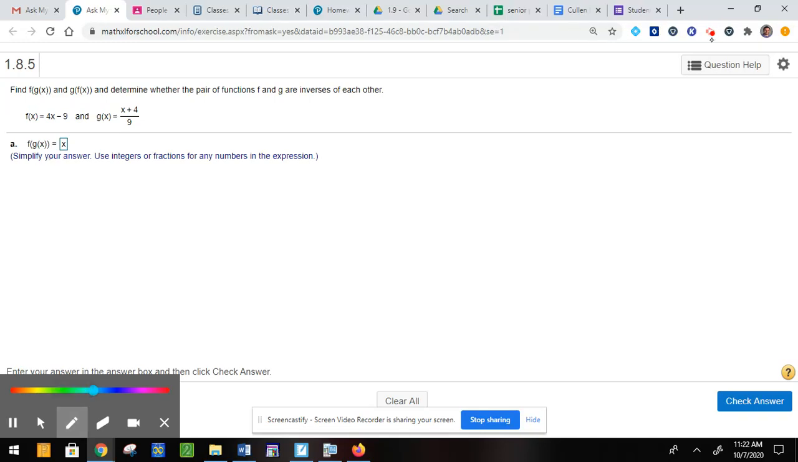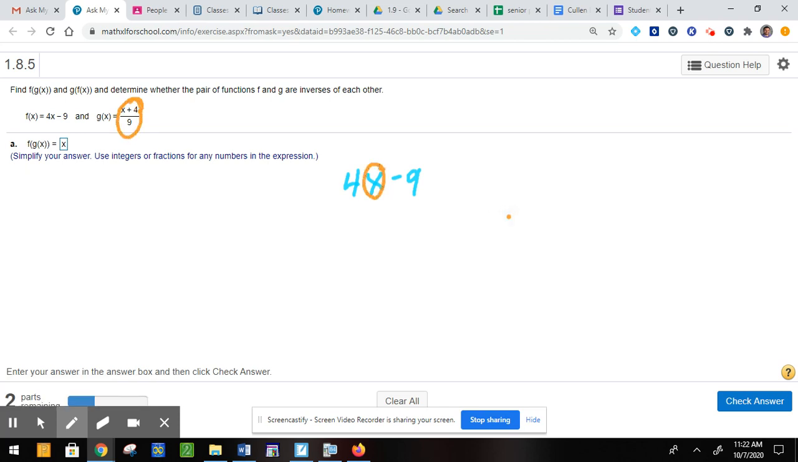So when it's f of g of x, that means the g function goes inside the f function. The way that looks is you write the f function: 4x minus 9, right? Then the g function is what's going to go inside the f function in place of 4x.